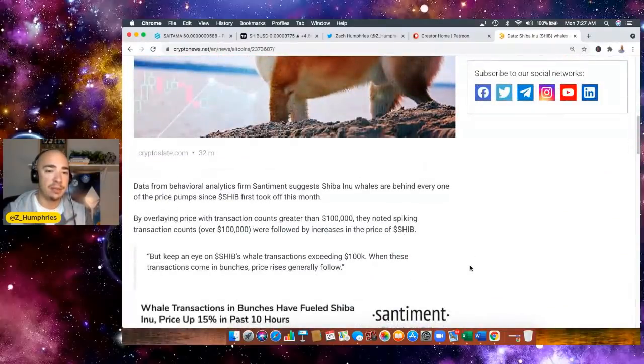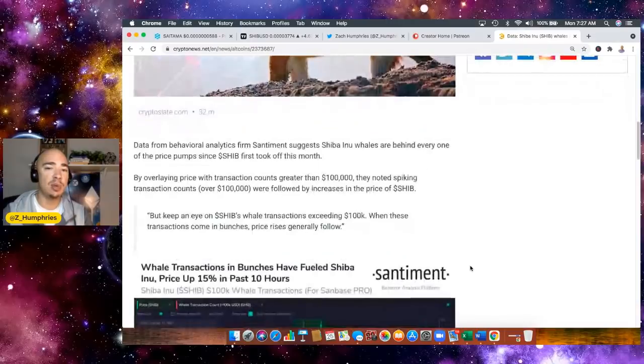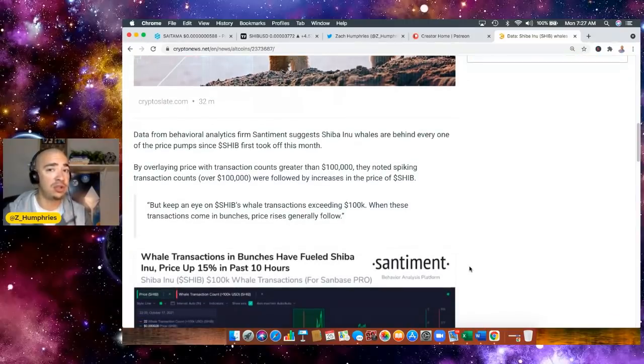So firm sentiment suggests Shiba Inu whales are behind every one of the price jumps and pumps since SHIB first took off this month. Of course, if you're just new to the Shiba Inu ecosystem, we've been going through some rough months, okay? In June, July, August, and September, things were not pretty. We were down there in the 0.59, 0.6 range. Okay, obviously we have since gone 5, 6, 7x from there, but there were 3 to 4 months there where things were not great. But we talked about it every day. We held steady. We were buying dips, and here we go.